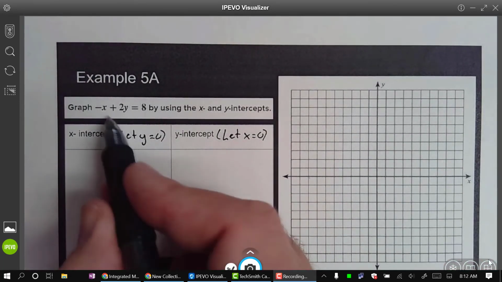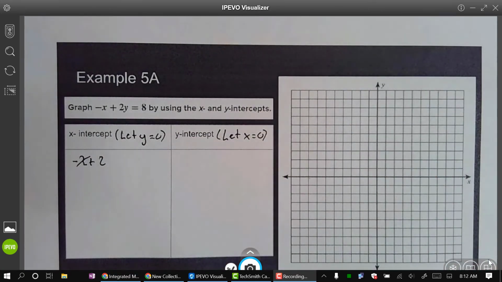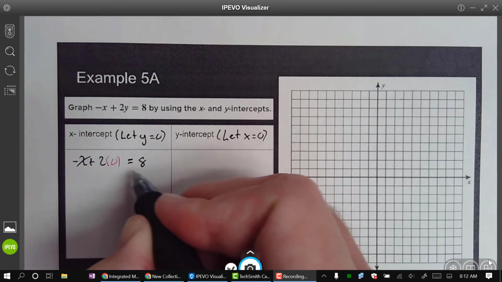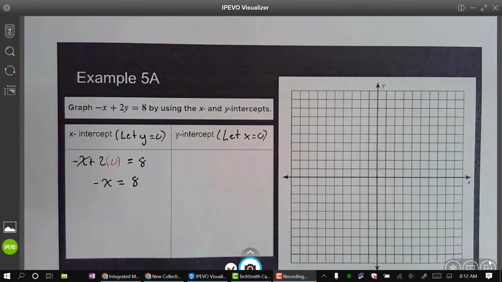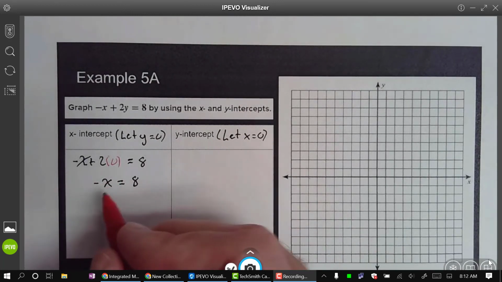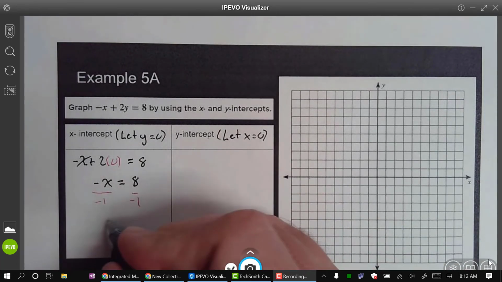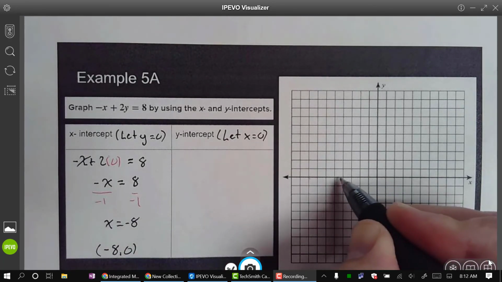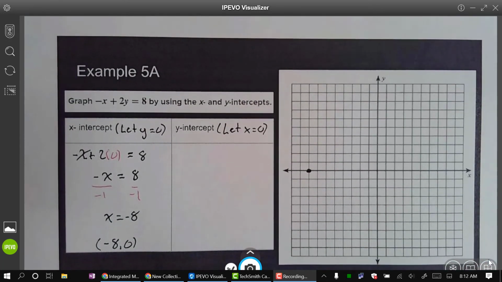So let's plug these in here and solve it. So I have negative x plus 2 times 0 equals 8. Well, anything times 0 is 0, so this is just going to be negative x equals 8. And some of you might say, so it's 8. Not quite. I have a negative in front of the x, so I'm going to divide by negative 1. That's going to give me x equals negative 8. So the point is actually negative 8, 0. 1, 2, 3, 4, 5, 6, 7, 8. So there's my x-intercept.